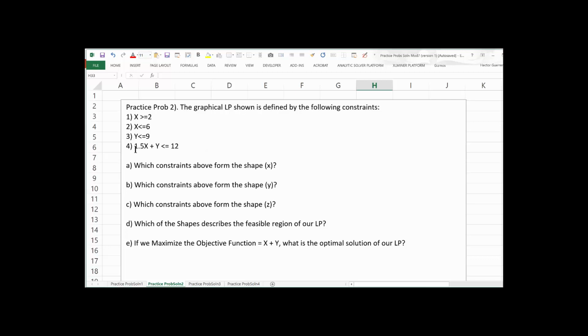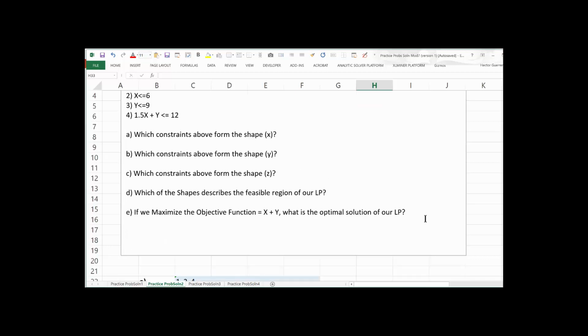Why? Well, because if we take the x and move it to the right-hand side of this inequality, this becomes a negative, and that, you remember from your algebra, y is equal to mx plus b. b is this constant. m is the 1.5 in front of the x, and in this particular case, since it's going to the right-hand side, we have to subtract it from both sides. It'll be a negative. So first we ask, which constraints form the shape x?